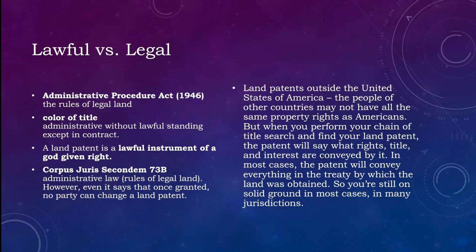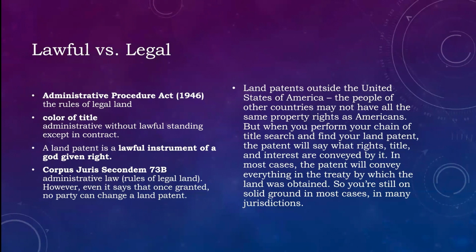The Administrative Procedures Act of 1946 created the rules of legal land, or it didn't create them so much as it delineated them. It made a guidebook, a code of codes of how legal land works. And what it did was it made all courts administrative, except Article 3, right? All lower courts, other than the Supreme Court, in fact, are administrative.